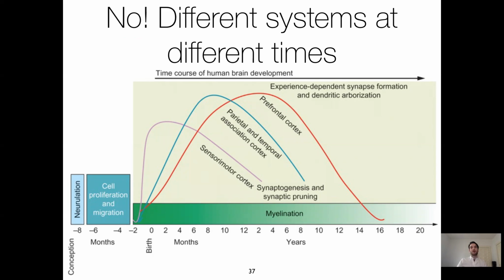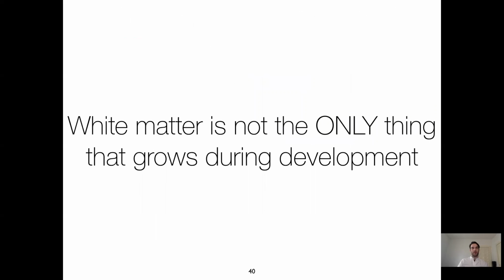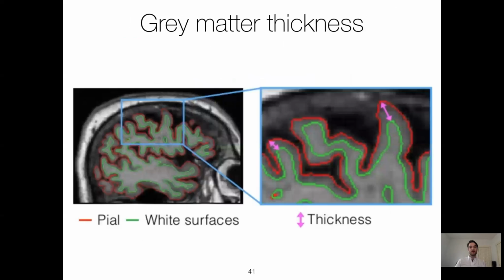Now, up until this point, we have been talking about white matter. I do want to stress, though, that white matter is certainly not the only thing that grows during development. You do get some bit of gray matter thickening, where literally if you measure the size of the gray matter, if you delineate the boundary between the white matter and the gray matter, you actually can quantify how thick it is. And you actually do find that it does thicken as you get a bit older and a bit older for a little while as a child.